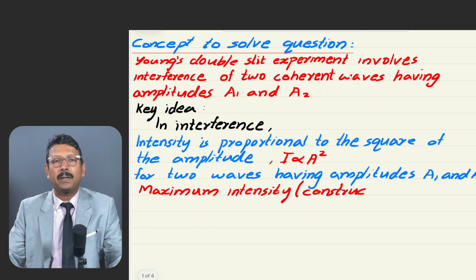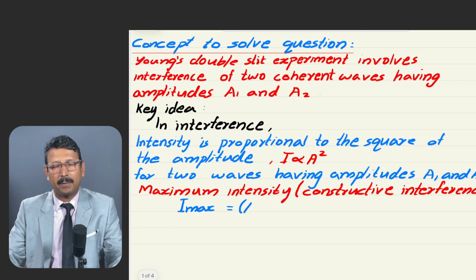So for maximum intensity, you know that maximum intensity stands for constructive interference. You heard this one before, right? So for maximum intensity, you can symbolize like this, I max. Some people write Im. We write I max is equal to, in the bracket, A1 plus A2 whole square.